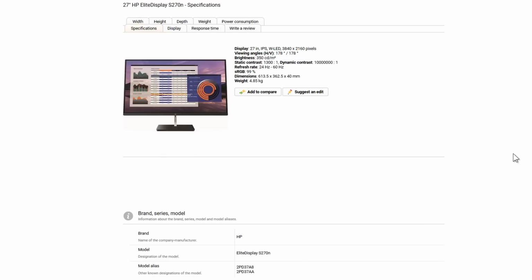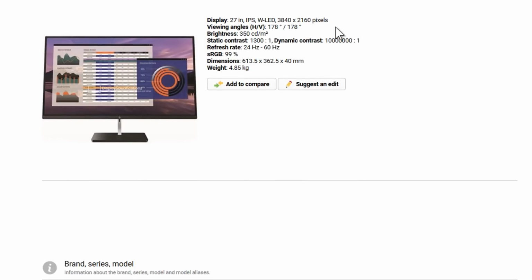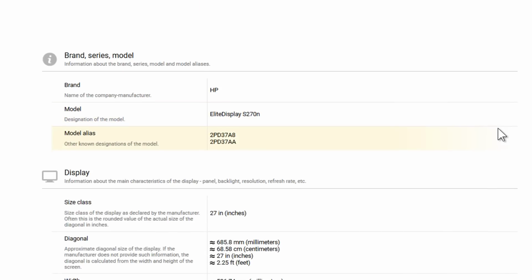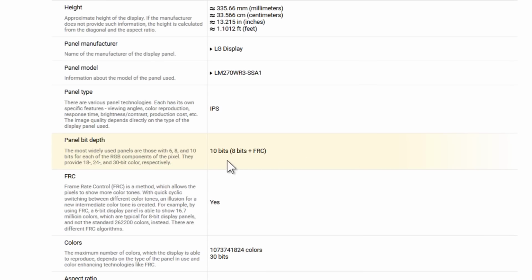This is the HP Elite Display 270N. It's a 27-inch monitor that uses IPS WLED, and it is UHD size, which is 3840 by 2160, exactly four times the size of HD. Now, if we come down here, we'll see that the panel manufacturer is LG. The panel type is IPS, and the panel bit depth is 10 bits. This one is 8 bits plus FRC.